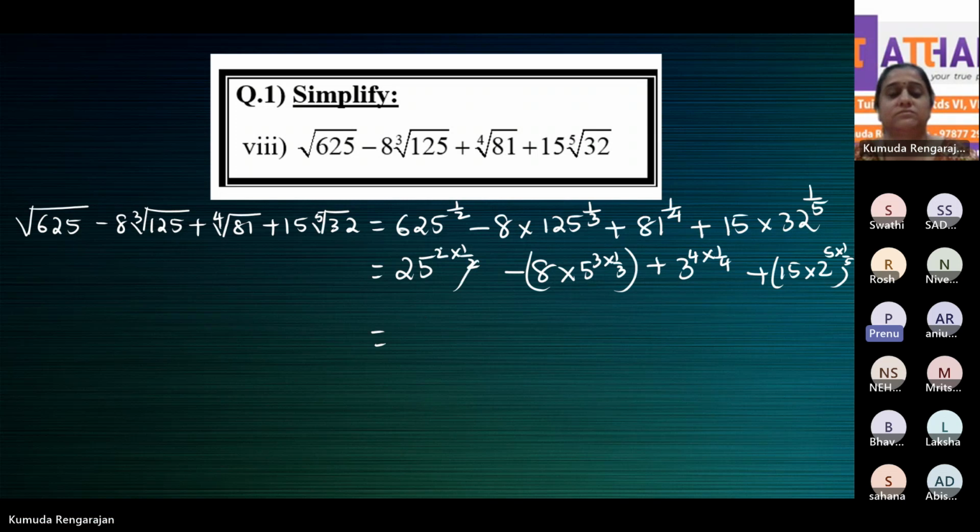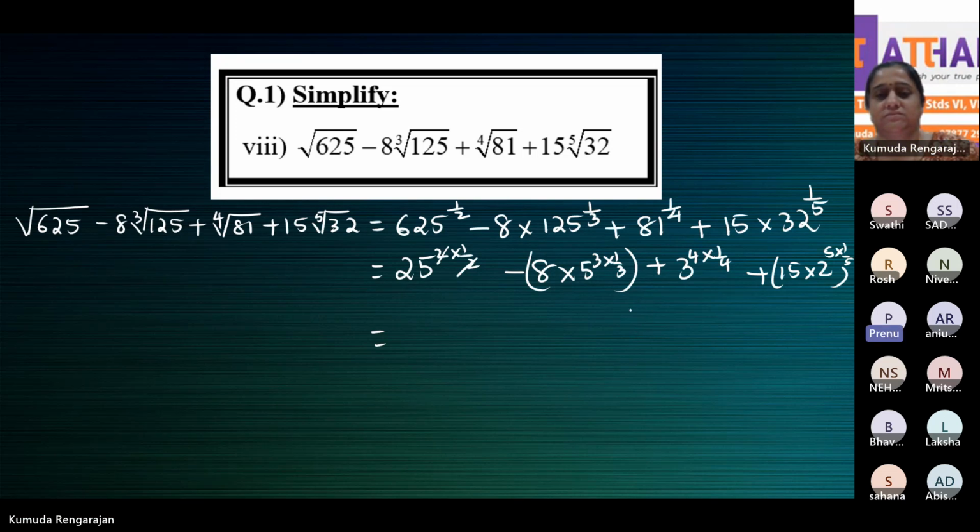25 raised to the power 2, into 1 by 2. You are writing that as it is? No. You must cancel. This 2 and 2 can get cancelled, right? Yes, ma'am. Tell me the other things that will get cancelled.